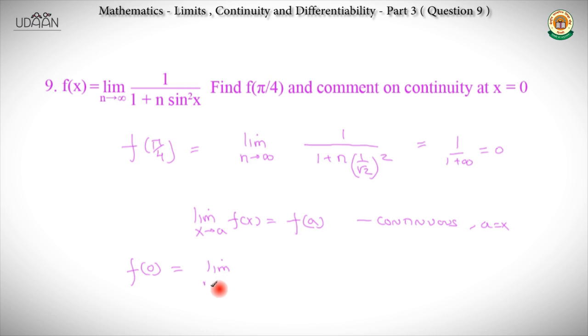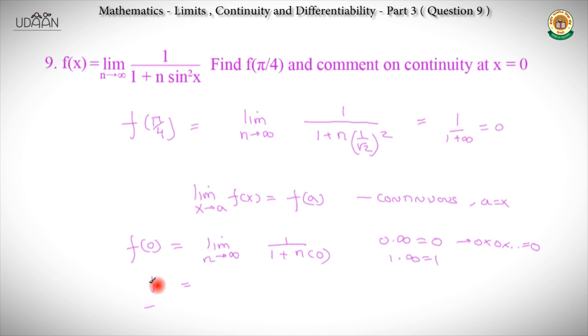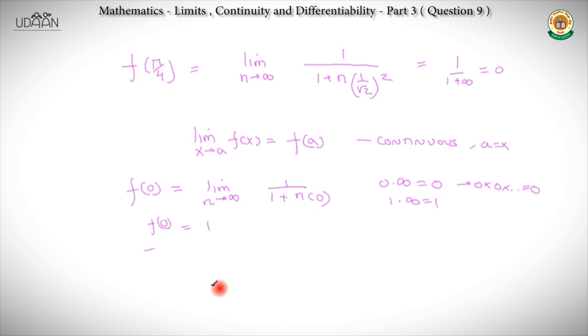So we get the limit n tending to infinity of 1 upon 1 plus n times 0. Though n is tending to infinity, we have an exact 0 over here. So exact 0 into infinity will give us 0, just the very same way 1 into exact infinity gave us 1. Since this is an exact 0, its value will be 0. So moving ahead with this question, we get f of 0 equals 1, since 1 by 1 is 1.